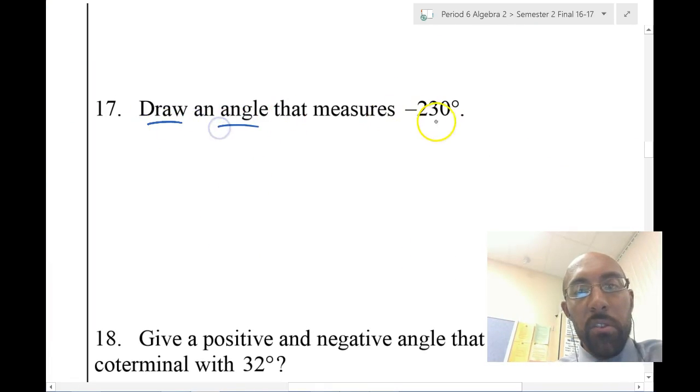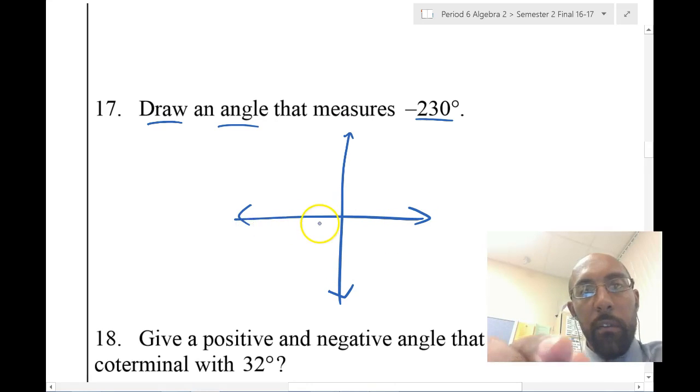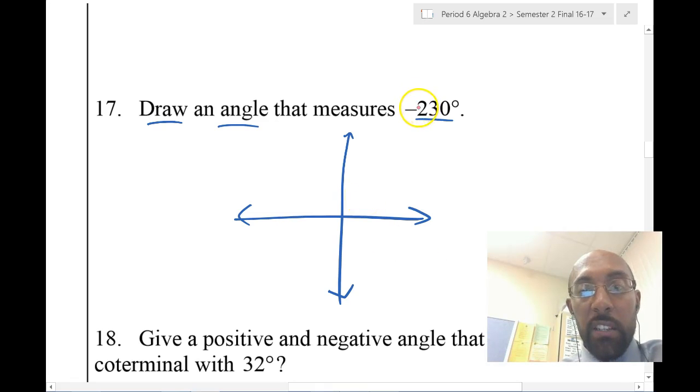Draw an angle that measures negative 230. Okay? Well, I don't really know exactly where negative 230 is. All I know is that negative angles go in the clockwise direction this way, right? But I don't know exactly where that's at. I don't know how far to go to get negative 230. So what I'm going to do is change this to a positive angle. And the way you can change that is add 360. Because wherever this angle is, if I add 360, it'll still be the same angle, just at a higher, more positive number. And so you can change an angle either by subtracting 360 or adding 360. Now I want it to be positive, so I'm going to add.